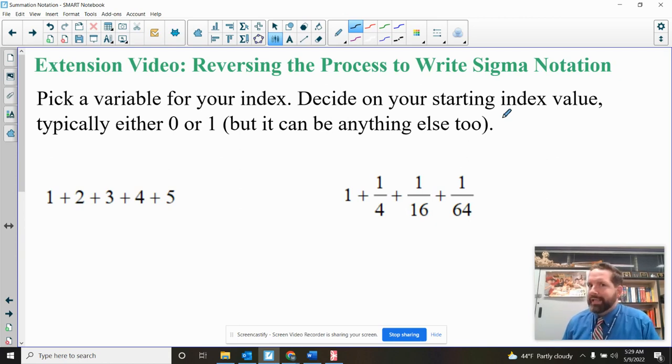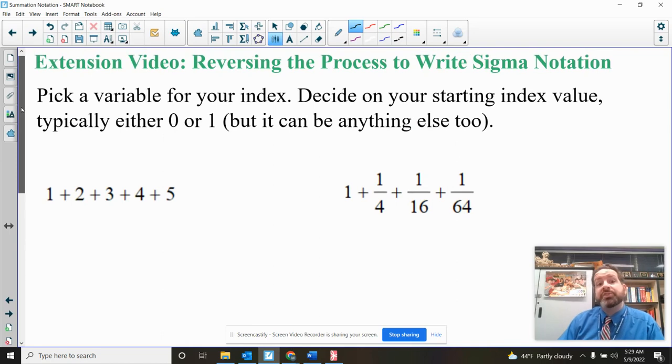What makes it a little bit tricky is that there is not one way to do it. There's never only one way to do it. So you've got to make some choices. The choices you need to make are these. Pick a variable. Usually it's going to be an n or an i. That's what's most commonly used.